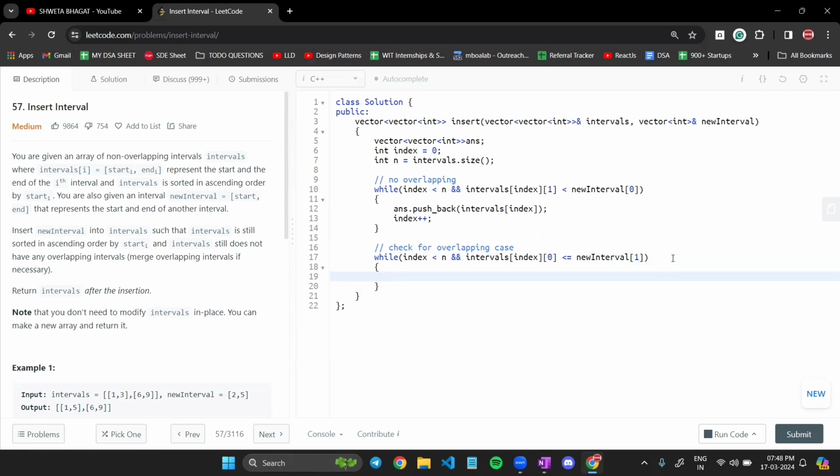So what do we have to do? We have to find the new interval. Our new interval's start would be the minimum of the existing interval's start and the new interval's start, correct? Now we need to find the new interval's end. The new interval's end would be the max of the existing interval's end and the new interval's end, correct? Once we have found this new interval, we simply increment the index, and we stay in this while loop until this case holds.